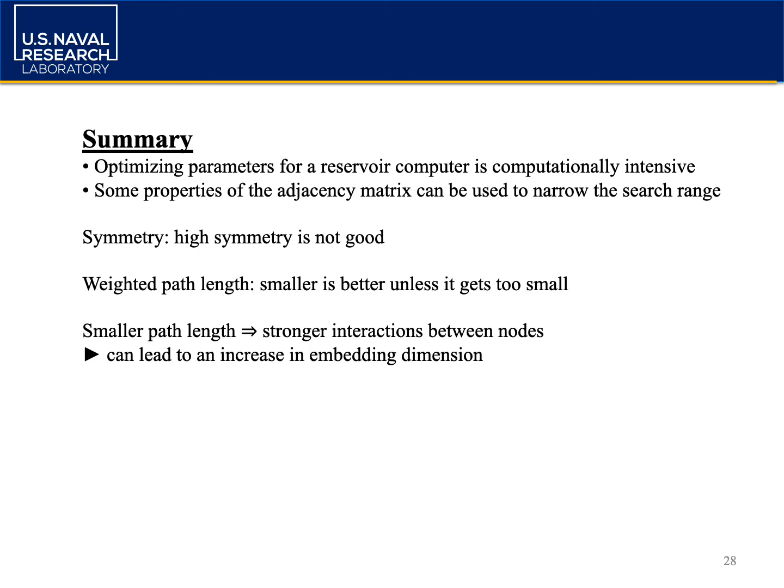So what I've seen is that optimizing the parameters for a reservoir computer is computationally intensive, but I can use some properties of the adjacency matrix to at least cut down on the range of things you have to search. High symmetry is not good. Well, in hindsight, that makes sense. A smaller weighted path length is good, unless it gets too small. I'd have to study some other types of networks to see if that breakpoint of 0 is always a good dividing point. So the smaller path length does mean stronger interactions between nodes, which can lead to an increase in embedding dimension.